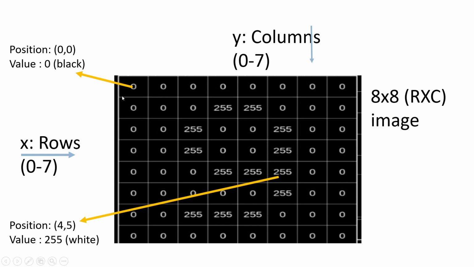Here I have taken the indexing from 0. In total there are 8 rows: index 0, index 1, index 2 and so on up to index 7. You can also start from 1. In MATLAB the indexing always starts from 1. In Python or C the indexing starts from 0. So x represents the rows, from 0 to 7, totally 8 rows, and y represents the columns, which is 0 to 7 or 1 to 8 depending upon the index you have chosen. So this is an 8 cross 8 image.